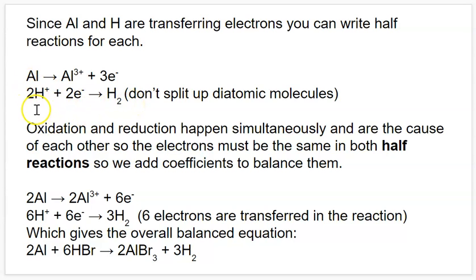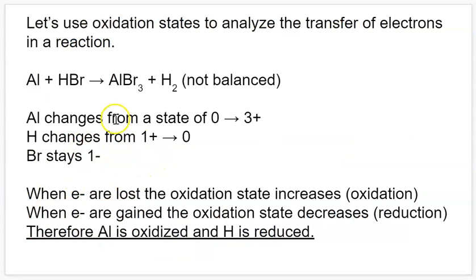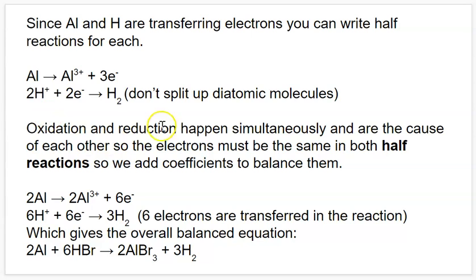So I knew that each hydrogen was going from a +1 to a 0, which means that each hydrogen atom itself is gaining 1 electron, which means that if I have 2 H+ becoming an H2, that's 2 overall electrons being gained to balance this half reaction. So now that I have my 2 half reactions, I have aluminum becoming aluminum 3+ plus 3 electrons, so aluminum losing 3 electrons. And then I have hydrogen ions gaining 2 electrons to become a diatomic hydrogen.